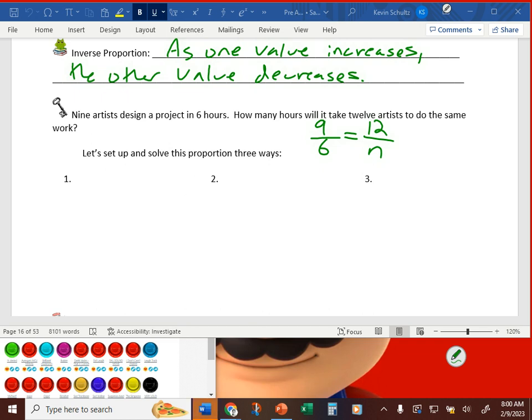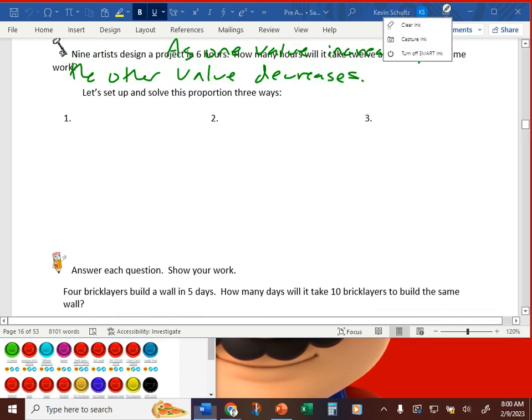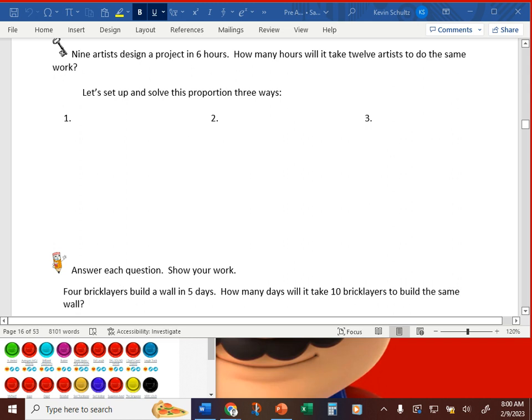Because if it takes 6 hours for 9 people to do a project, and then you get more people to help you, it's not going to take longer. It doesn't make any sense, right? It's going to take less time. So then we started talking about more and less and unit A and unit B, and we came up with 2 ways to set up an inverse proportion. And it has to do with what your units are, and then more and less, okay?